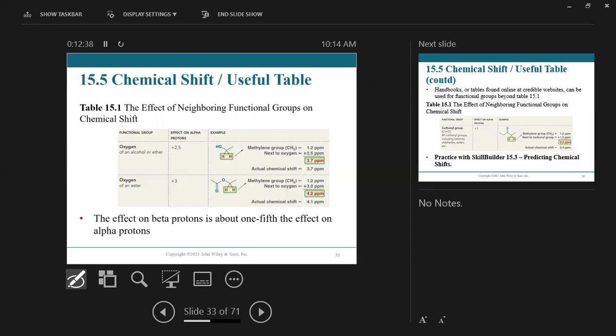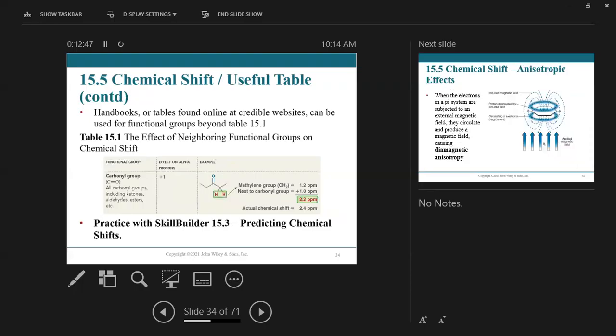Oxygen of an ester, plus 3. It says the effect on beta protons is about 1/5 the effect on alpha protons. So you don't have to memorize this. You can use your chart.